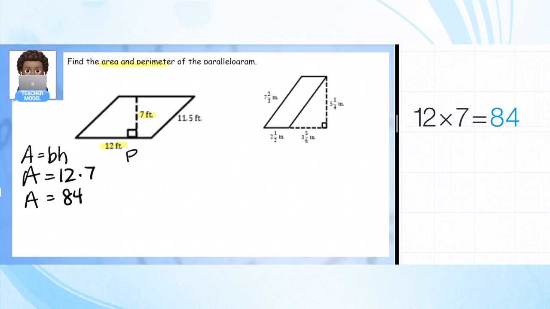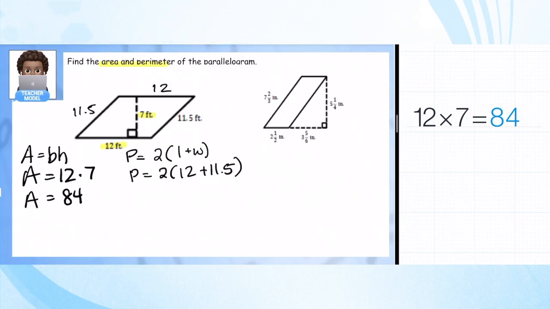For perimeter, we're doing 2 times the length and our width, the side parts. So I'm doing 2 times 12 plus this side. This time I want 11.5. Why am I doing that? Because if I were to write all the sides in here, you would see I have this number twice and I have this number twice. So rather than adding 4 numbers, I'm just condensing down my work.